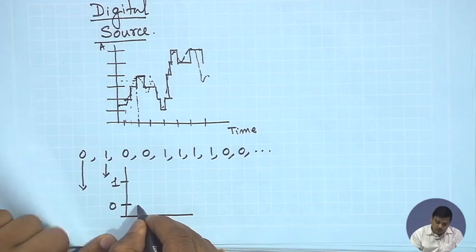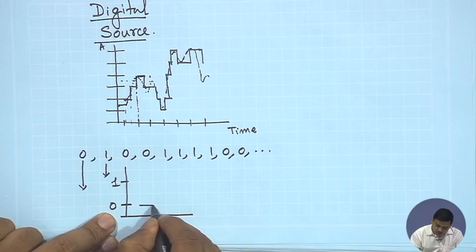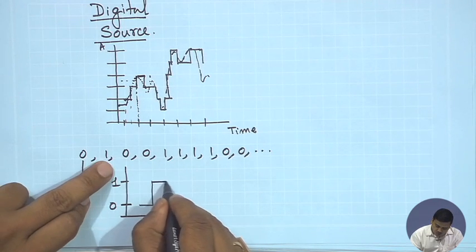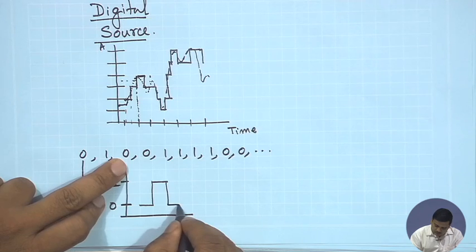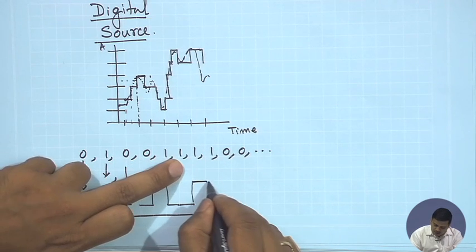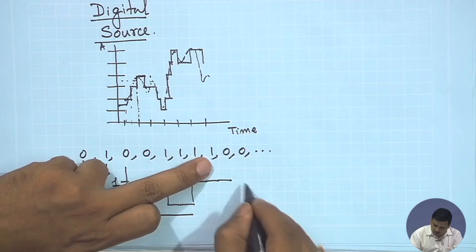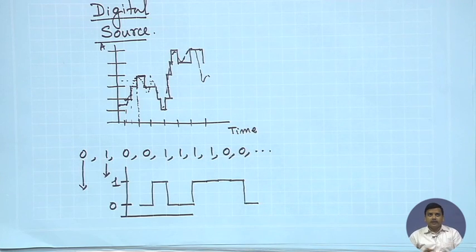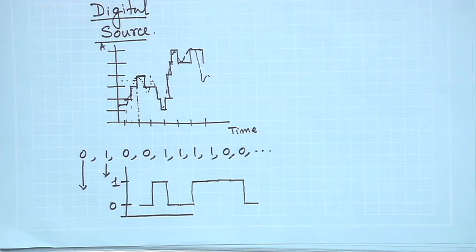So what we are going to do is our source will keep on generating a 0, a 1, a 0, another 0, another 1, another 1, another 1, another 1, another 0, and so on and so forth. This particular waveform which is being sent would represent the sequence of zeros and ones that were stored originally in the file.